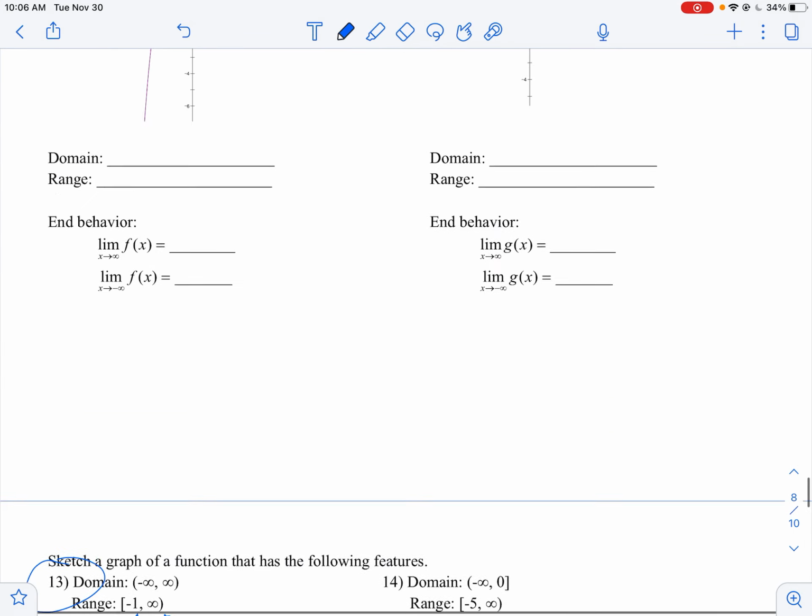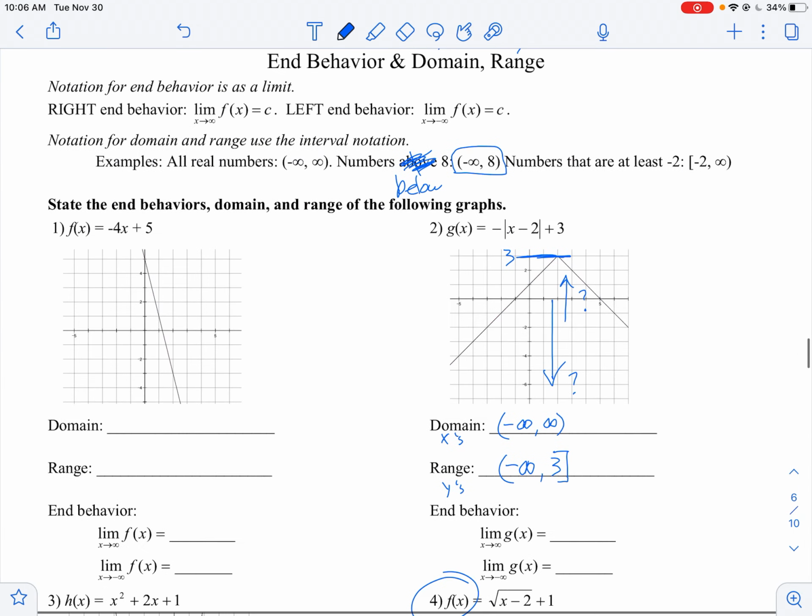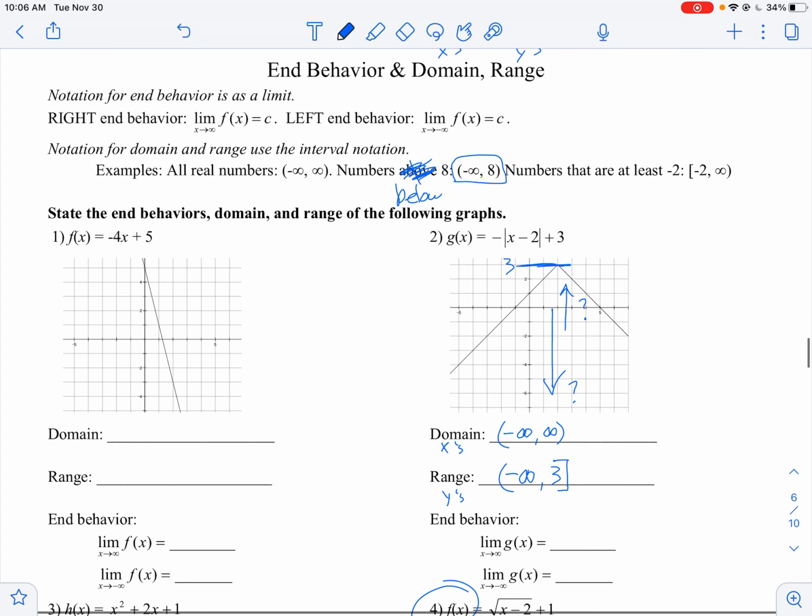So there you go. That's your assignment. Give it a shot. Go in and practice. Get used to writing down your end behaviors, your domains, and your ranges. And good luck.